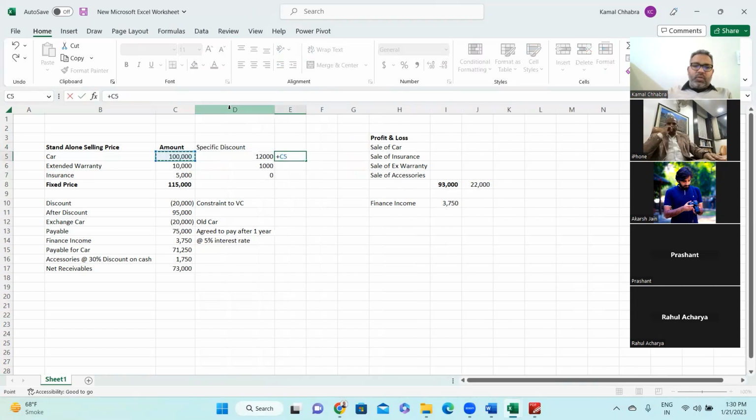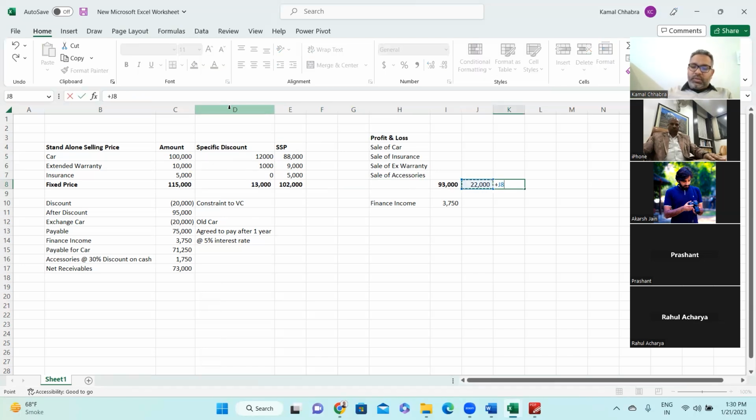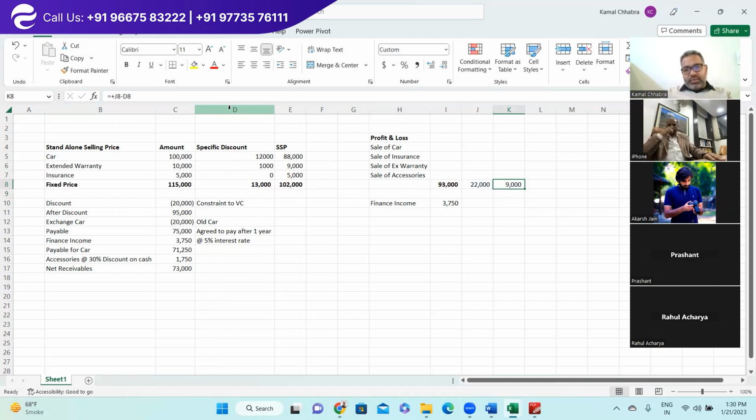So specific discount is not part of your bundle discount, right? This will be your standalone selling price, SSP. So now, what is your remaining discount? 22,000 minus 13,000. How much is it? $9,000, right? So this $9,000 you need to allocate at this ratio.